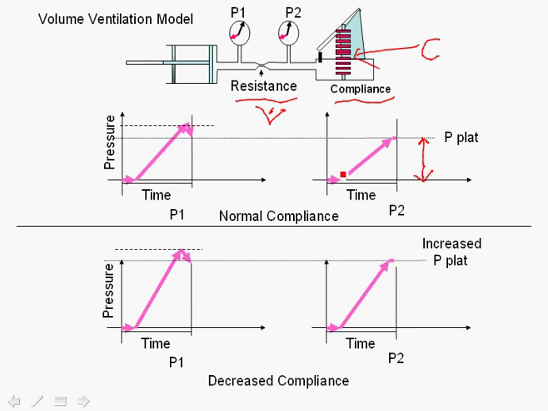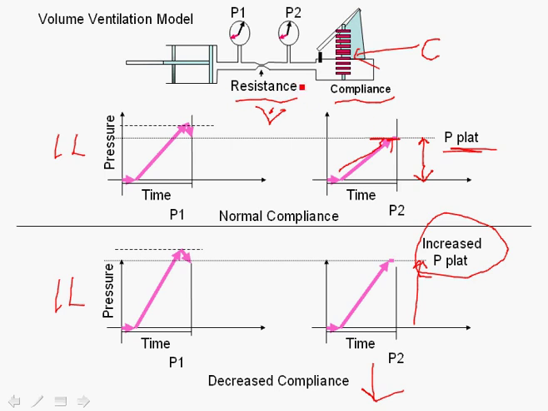All right? As volume is pushed into the lung, pressure builds up until we reach this maximum pressure, which is related to P plat. So if we have decreased compliance so that the lungs are stiffer, it takes more pressure to expand the lungs. In this model we've still put in 1 liter of gas, so the volume is the same, but it takes more pressure to get that same volume in because the lungs are stiffer. So decreased compliance relates to an increase in the P plat.